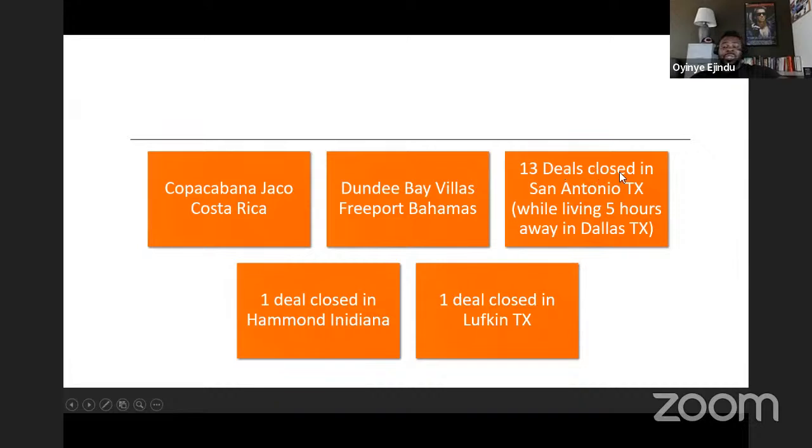I've closed 13 deals or more in San Antonio, Texas, while living in Dallas, which is about 5 hours away from San Antonio, Texas. And the true honest statement about this is I never for once saw any of the properties that I actually wholesale. So most of these deals were done remotely. I received pictures. I was able to make sure that the title work was what protected my interest. And these are things that I'm able to teach you when you actually take a look at my course.